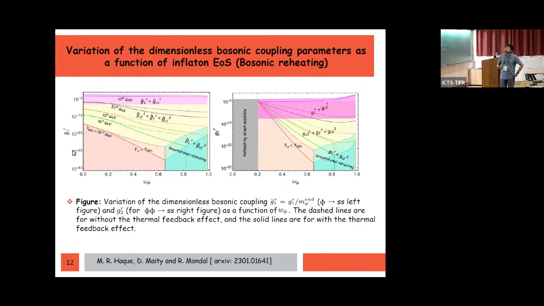Now there is a variation of the dimensionless bosonic coupling with respect to different ω_φ, and here we can see different regimes. In the first, this magenta color, this portion is entirely dominated by that particular direct decay channel, and in this yellow region, some portion is dominated by the gravitational one, and some part is dominated by the direct decay. But finally, your reheating temperature is determined by the direct decay channel, and this one is dominated by the gravitational interaction. And this is the same for the φ⁵S process.